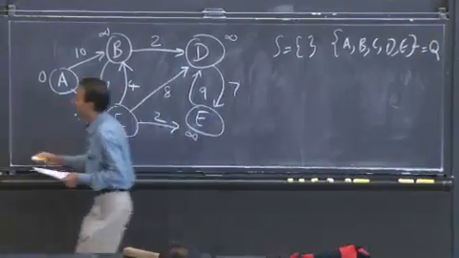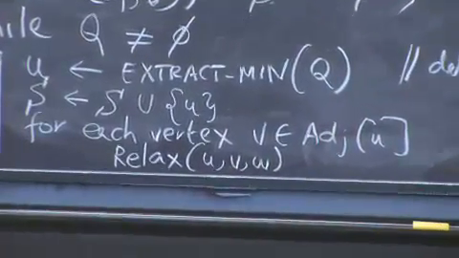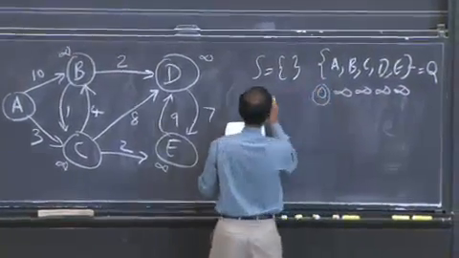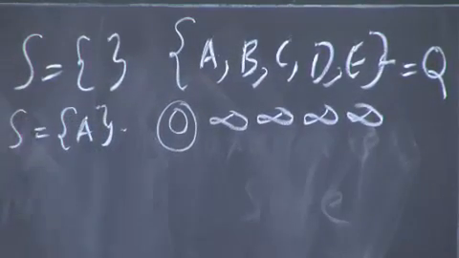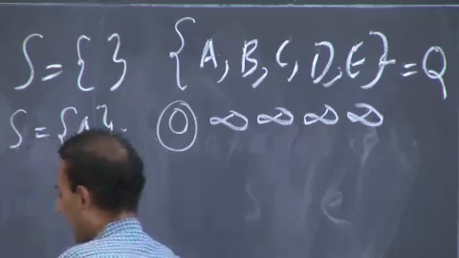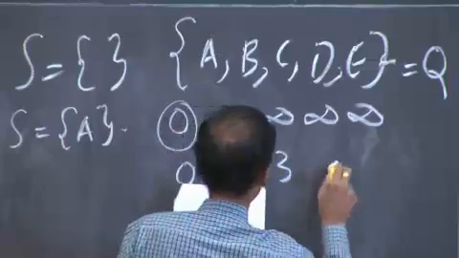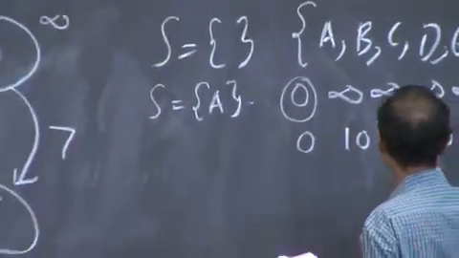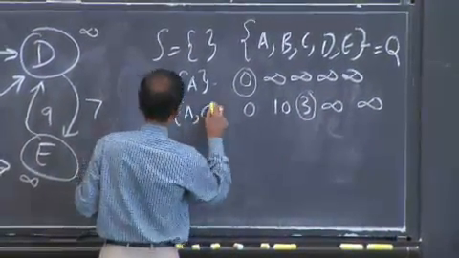So extract min is going to select A. That's the only one that is a 0, because you have 0, infinity, infinity, infinity, infinity. You select that, and you set S to be A. Once you set S to be A, you relax the edges coming out of A, and there are 2 of them. So you end up with 0, 10, 3, infinity, infinity. The next extract min is going to select 3, and you're going to set S to be A, comma, C.